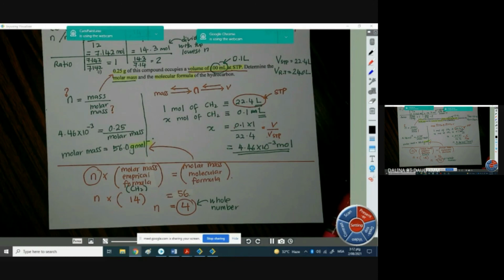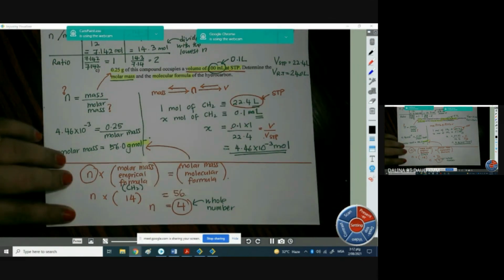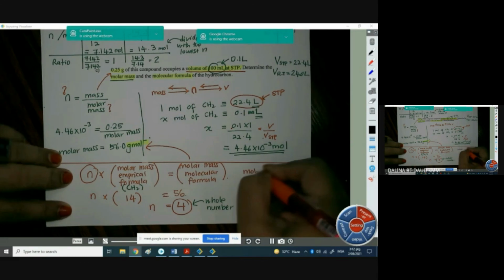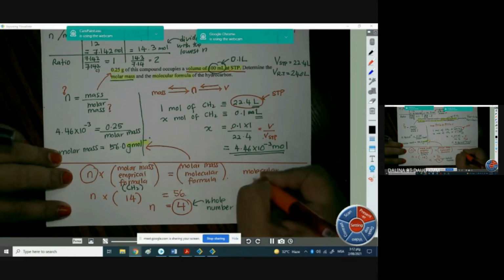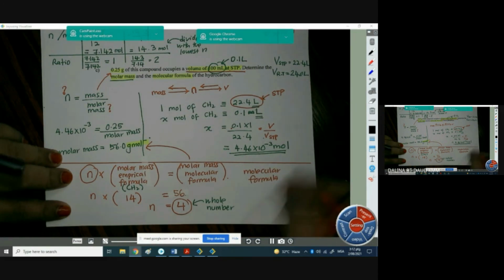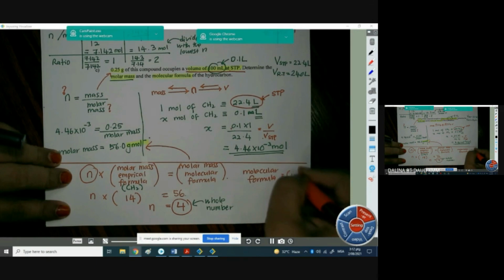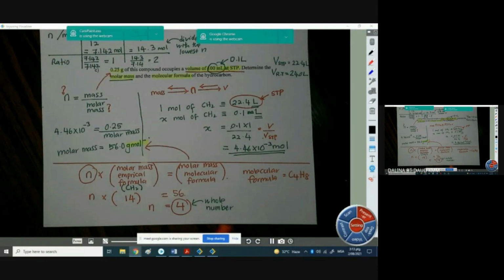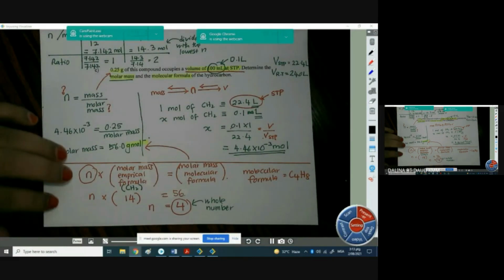Okay, ini ada question? Okay, so kita tak dapat markah lagi kat sini. Kenapa tak dapat? Soalan tanya molecular formula. So you have to write the formula. So the formula, nilai perkali dia ialah 4, so equal to C4H8. That is the answer.